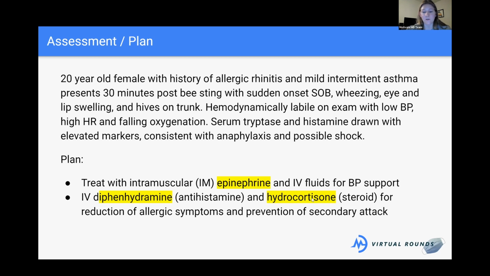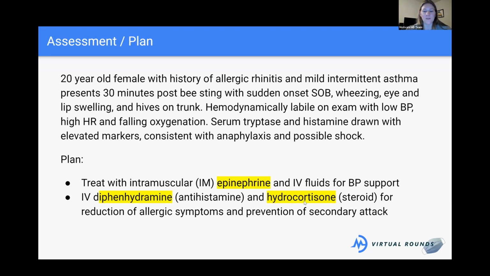And we're also going to give hydrocortisone, which is a steroid, to help. You can give any corticosteroid through the IV to help prolong the effect of the antihistamine and to prevent a rebound reaction hours after the initial event.